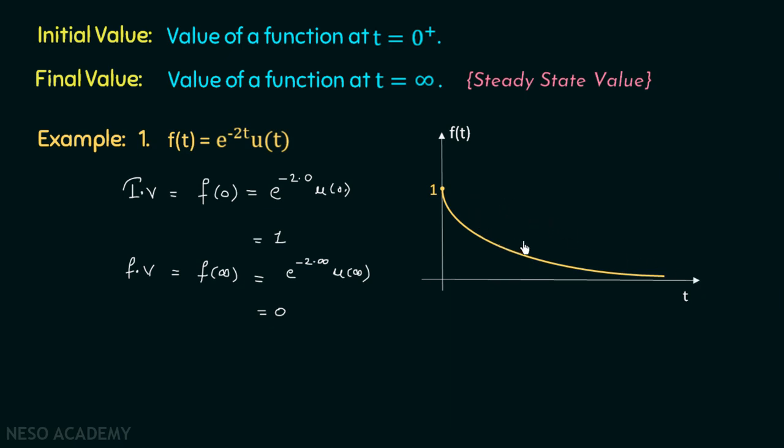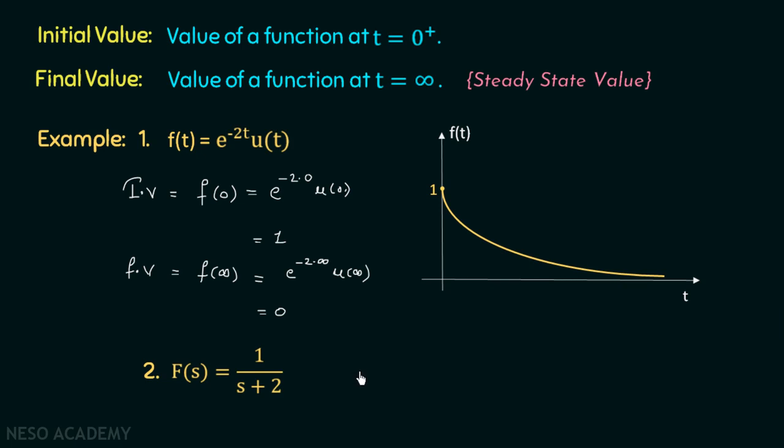So this is an exponentially decaying curve, and we can see that it is very easy to find out the initial and final values of a function which is in time domain. But suppose the function is in frequency domain, like f of s equal to 1 over s plus 2, and we want to find out its initial and final values. Then we need to take its inverse Laplace transform to convert this function to its equivalent time domain, and after that we will take the values at t equal to 0 plus and t equal to infinity to find out its initial and final values. But instead of taking the inverse Laplace transform of this function, we will use the initial and final value theorems.